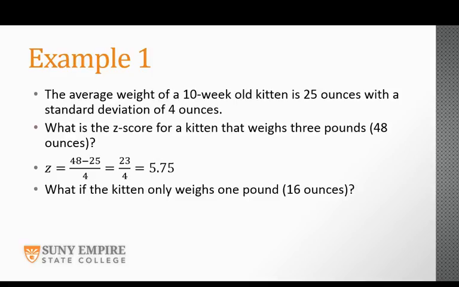What about for a kitten that weighs 1 pound, or 16 ounces? We have the quantity 16 minus 25 divided by 4. So a kitten weighing 16 ounces has a z-score of negative 2.25. This kitten is 2.25 standard deviations below the mean.